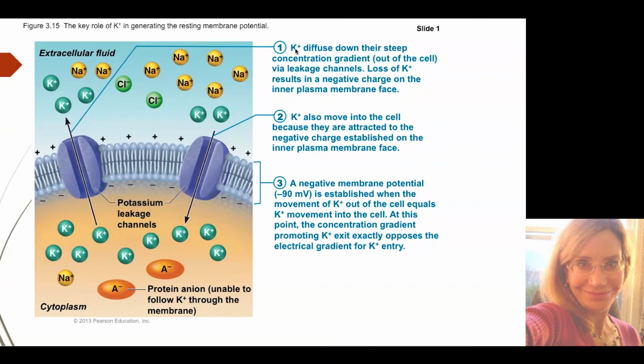1. Potassium will diffuse down their steep concentration gradient. Remember, the potassium has been basically dammed up in here, but it's pumped up into the cell through the sodium-potassium pump. Sodium is going to be pumped out. So you have a lot of potassium here, and it's actually always going to be kind of leaking out of the cell via leakage channels.